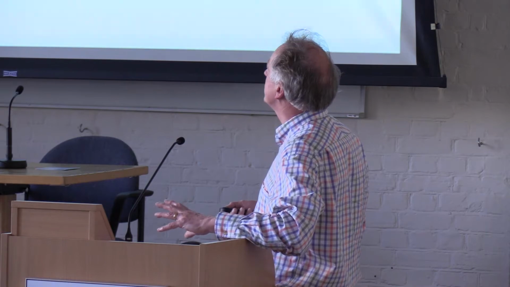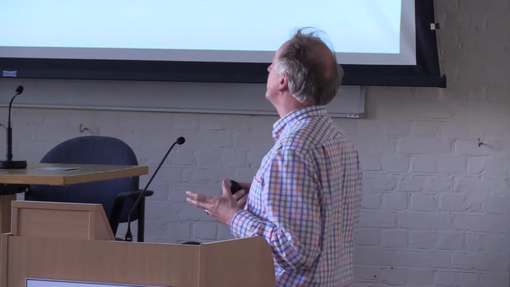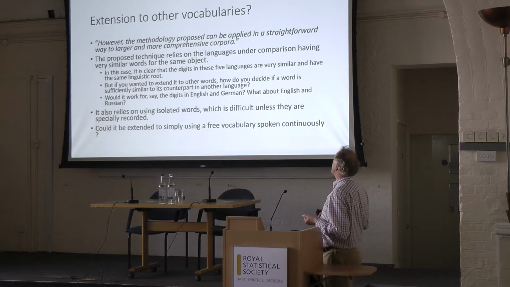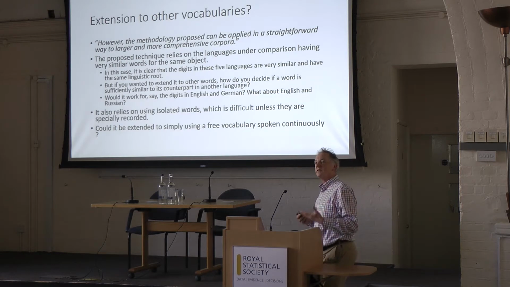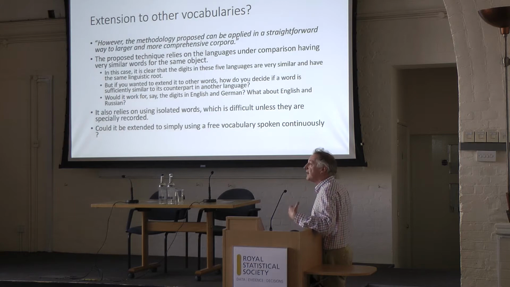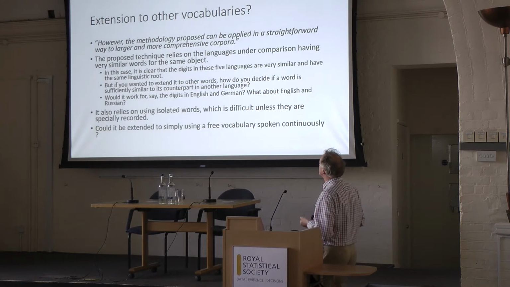So here's a comment about the extension, because I was slightly worried about the premise. So it does seem to rely on the fact that the words, I mean, you've chosen the digits in these 5 different languages, and of course I looked them up because I'm not a linguist. They're very, very similar. But how would it extend? How do you know if a word is sufficiently similar to its counterpart word in another language to be able to use that word? So would it work for the digits in English and German? They're fairly close. What about English and Russian? No, some of them are the same, but some of them seem to come from quite different sources.